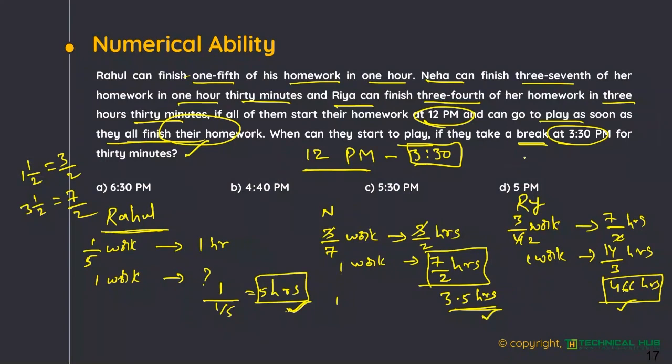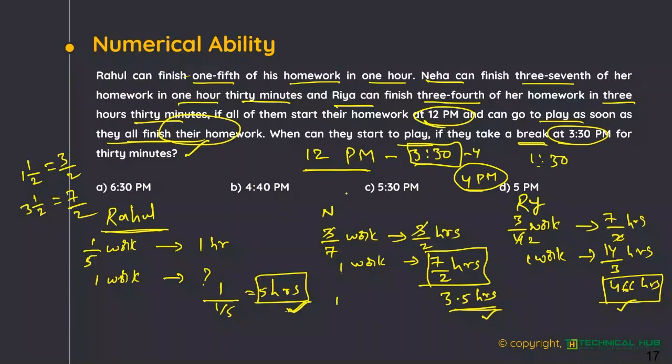From 4 o'clock onwards. Why? Because they are taking a break for 30 minutes, 3:30 to 4 o'clock is break time. From 4 o'clock onwards, 1.5 hours is required in order to finish the work. In the meanwhile, the second person Neha and the third person Ria will also finish the work.